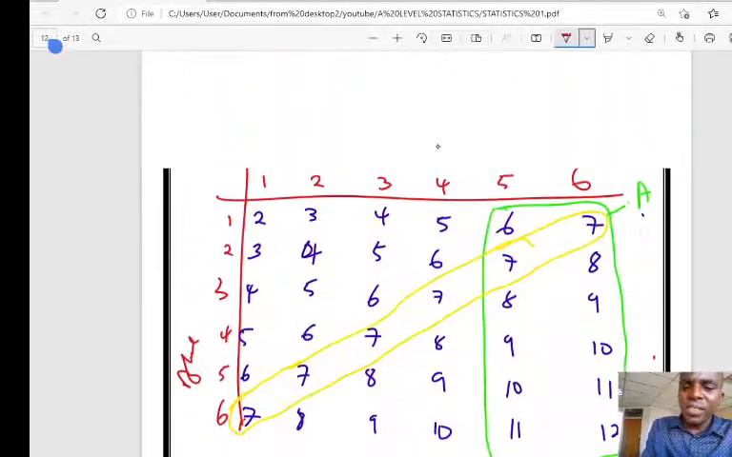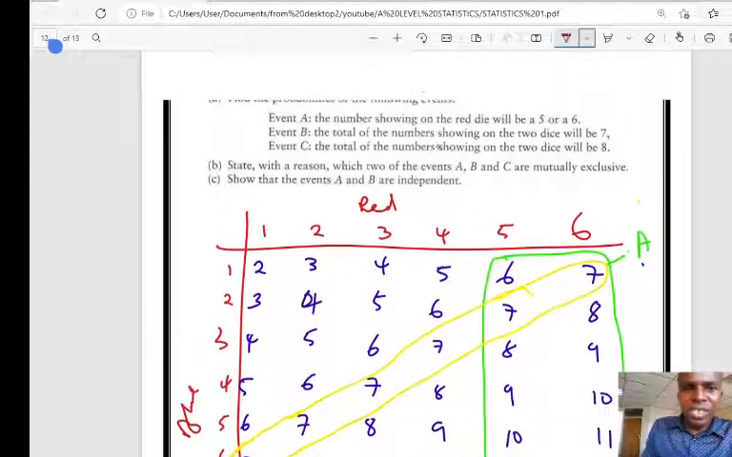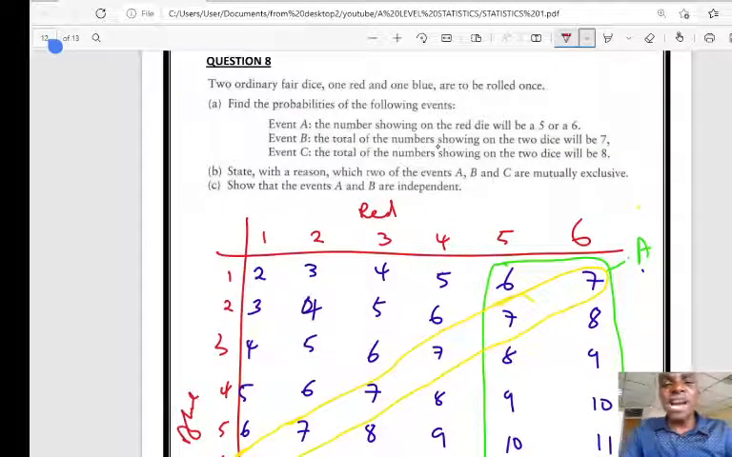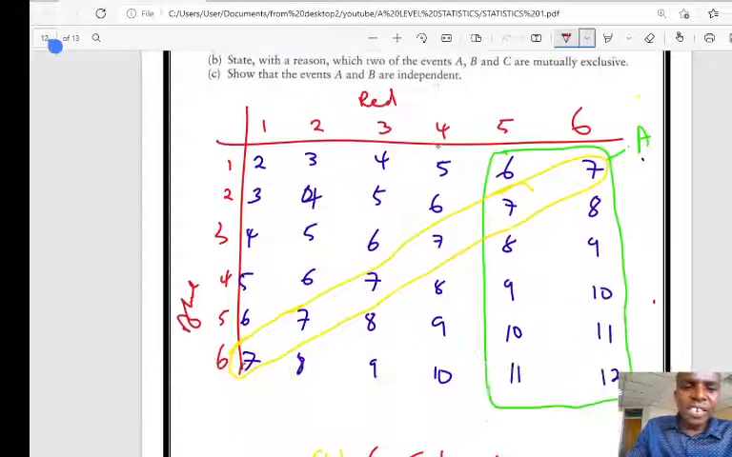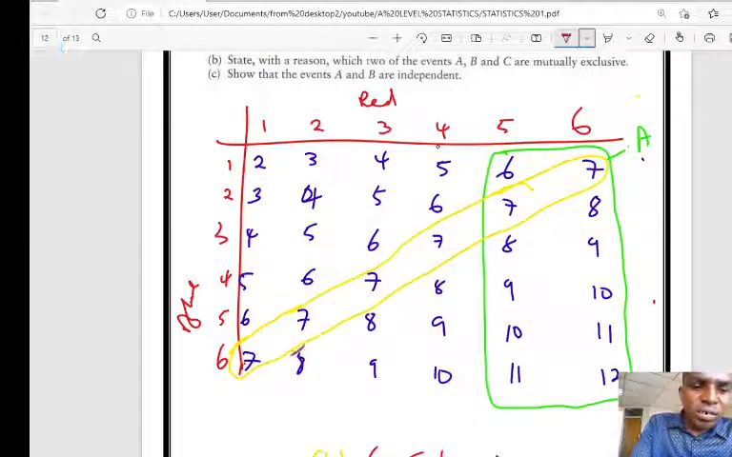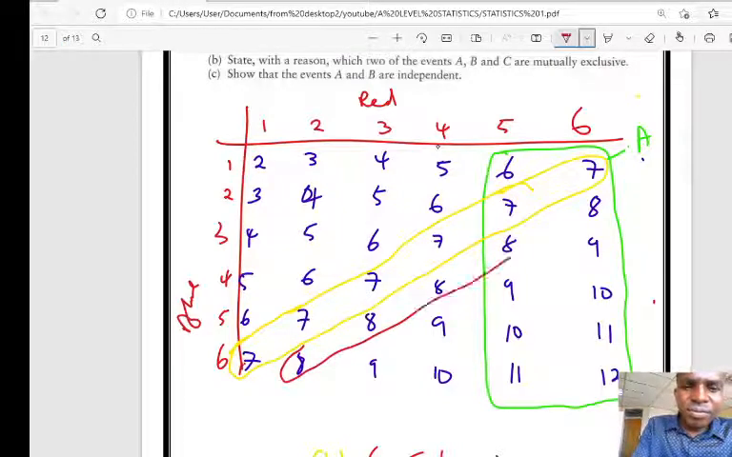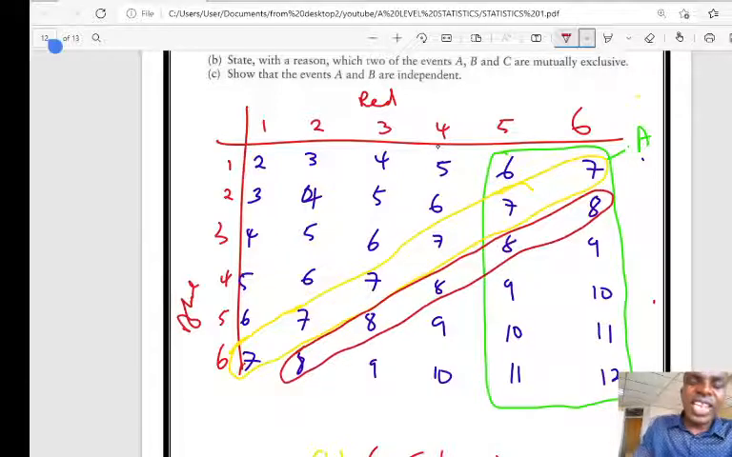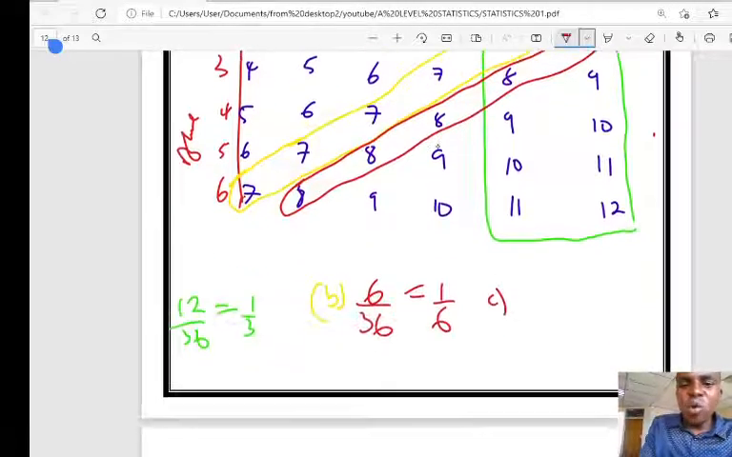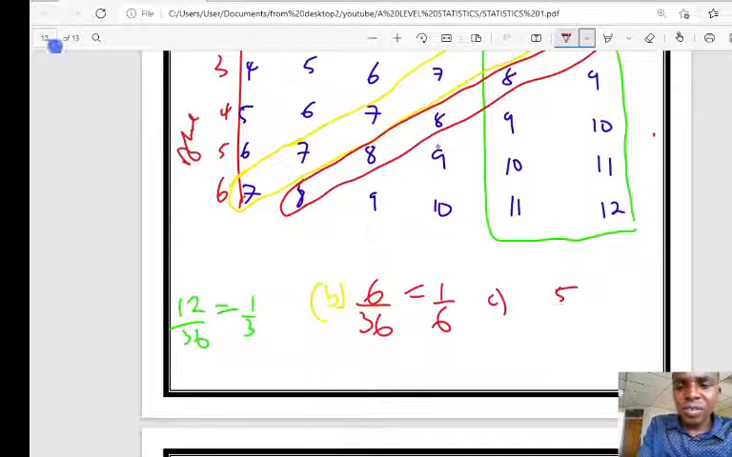Then event C is here: the total of the numbers showing on the two dice will be 8. Total is 8, is this one. How many 8s do we have? 1, 2, 3, 4, 5. So it's 5 over 36. Then done. These are the probabilities of these events.